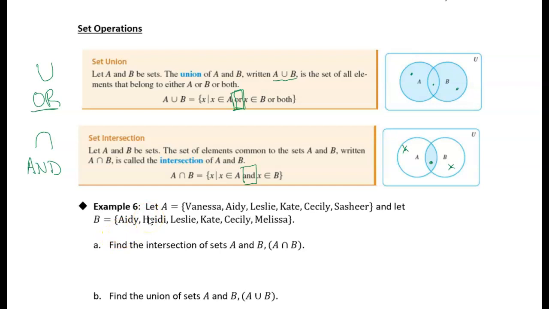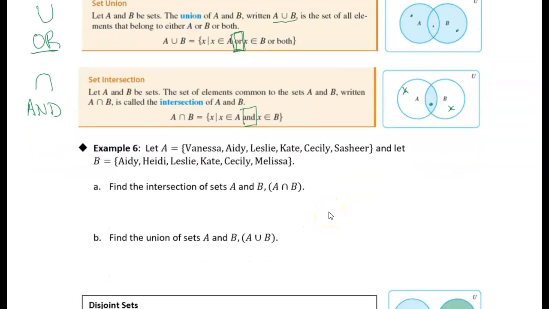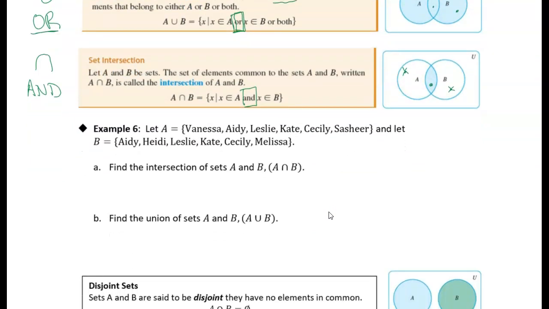All right, so let's take a look at an example. We did some of this in the last lecture too, but this is pretty straightforward. Here we have two sets, A and B. A is a set of these names: Vanessa, Adi, Leslie, Kate, Cecily, and Sashir. Then we have a set B, which is Adi, Heidi, Leslie, Kate, Cecily, and Melissa. I don't know if you ever watch Saturday Night Live, but these are some of the female cast members that were on a couple of different seasons. Some of them stayed on, some of them left, and so there's an overlap.